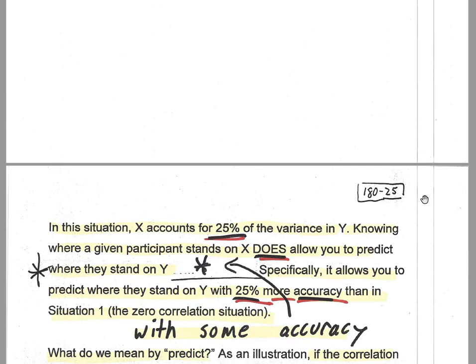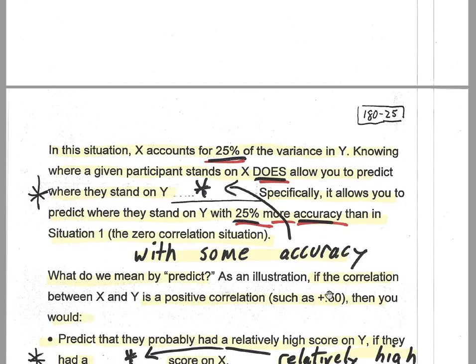On page 180.25, I talk about what that means. In the second situation, the coefficient of determination is 0.25, which means X now accounts for 25% of the variance in Y. Knowing where somebody stands on X does allow me to predict where they stand on Y with some accuracy. Specifically, it allows me to predict where they stand on Y with 25% more accuracy than in situation 1, where I had zero correlation.